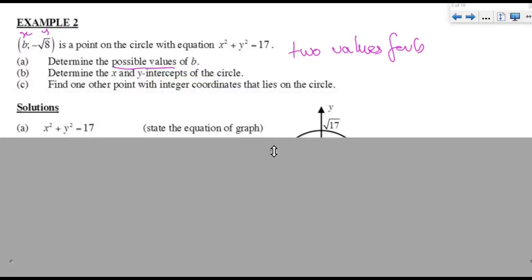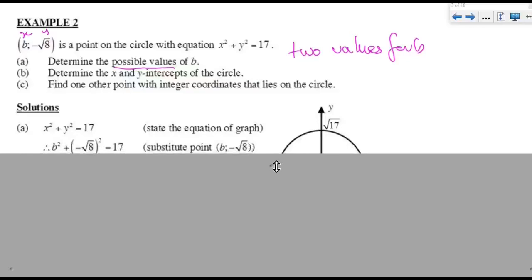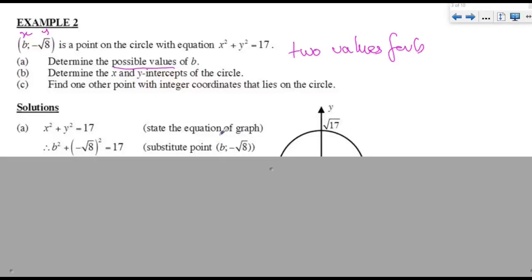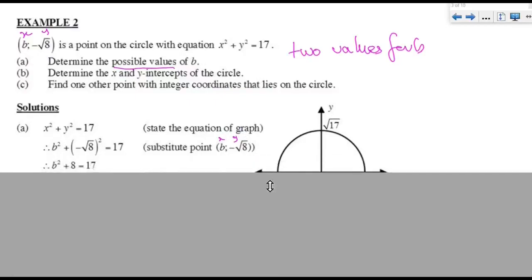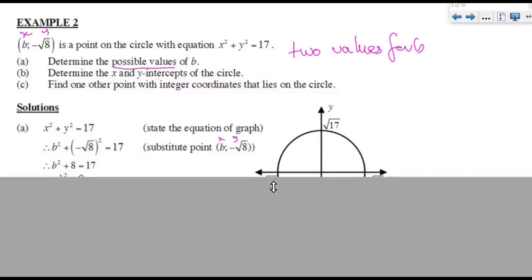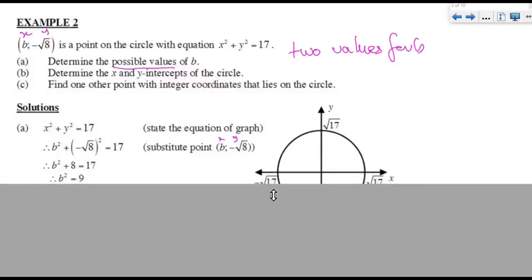Solution. So the equation of a circle is x squared plus y squared equals 17. Substituting the given point x and y, therefore, b squared plus 8 is equal to 17. Watch this part. Many of you would make it minus 8. Remember, when you square a negative, it's positive. If you're not sure, use a calculator. So b squared plus 8 is equal to 17. Therefore, b squared is equal to 9.